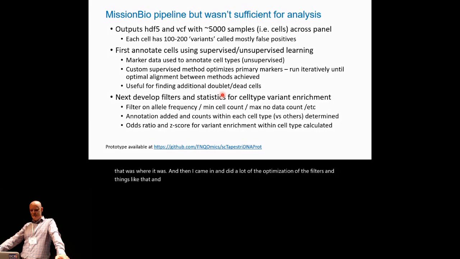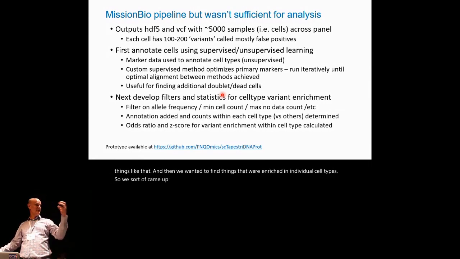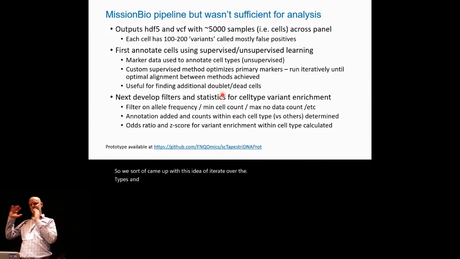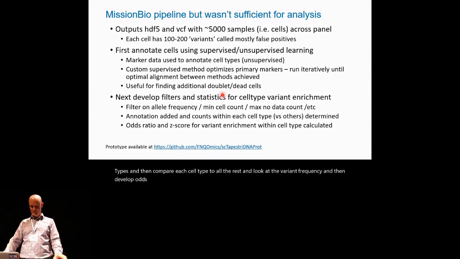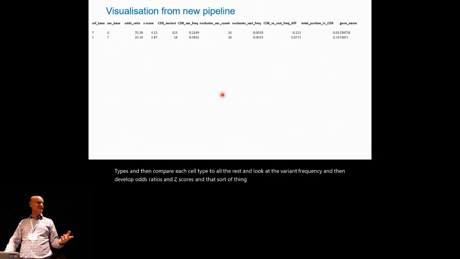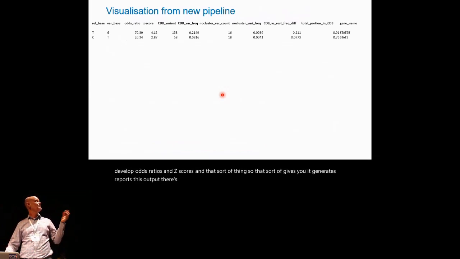And then we wanted to find things that were enriched in individual cell types. So we came up with the idea to iterate over the cell types, compare each cell type to all the rest, look at the variant frequency, and then develop odds ratios and Z scores and that sort of thing. It generates reports as output. This one's for CD8s, and you can see the frequency of the variant in CD8 cells versus the others, and this one obviously is very enriched.